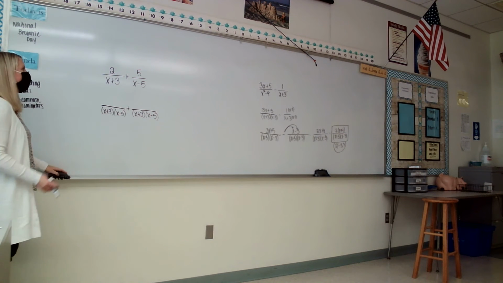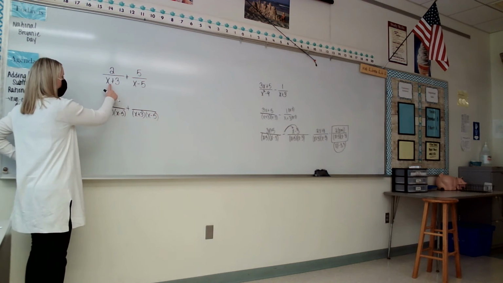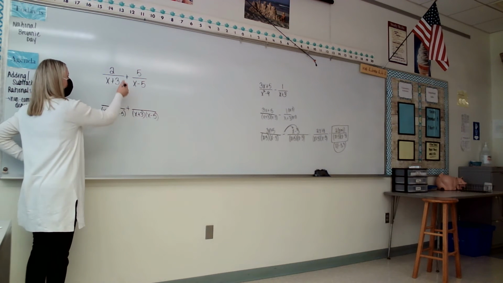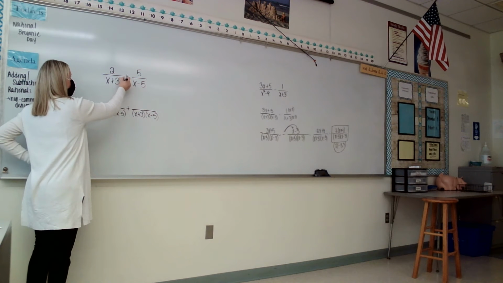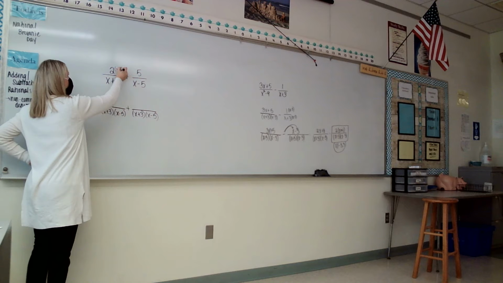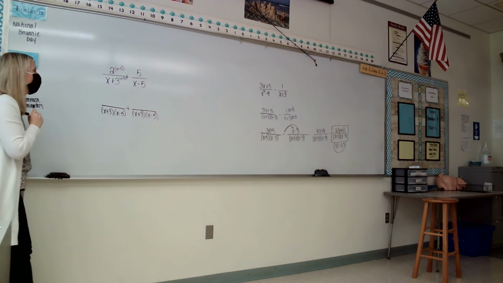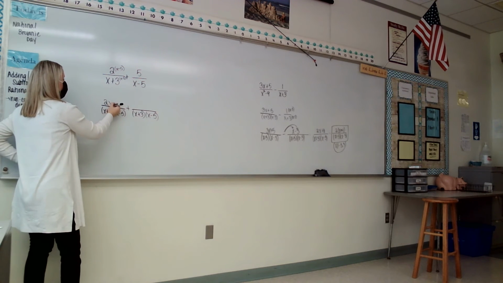So from there, you just need to change those numerators. The x plus 3 is represented. That means this first fraction I'm multiplying by x minus 5, and I do the same thing in the numerator. That will give me 2x minus 10.